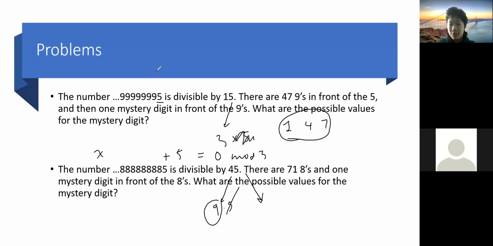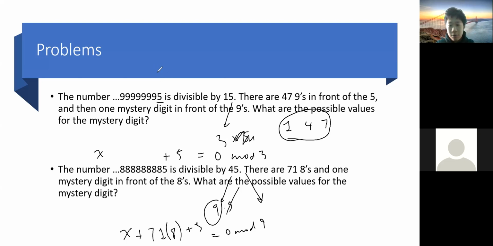So the rule for 9 is we add all the digits, and that's 0 mod 9. Let's add all the digits then. We got a mystery digit, x, and we add 71 eights. That's 71 times 8 plus 5. Has to be 0 mod 9, okay? 71 times 8, that's a really complicated one. We can't really turn that into 0 mod 9, because 8 is not 0 mod 9.